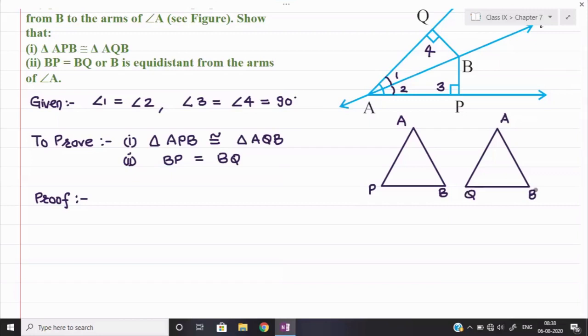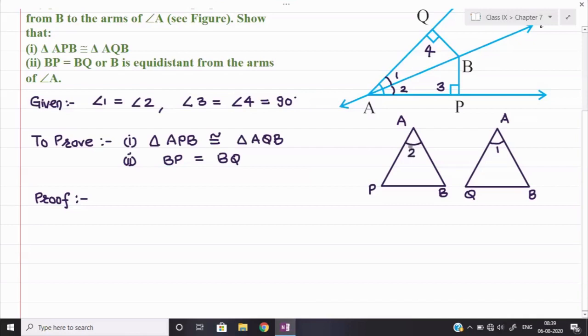First of all, let's see in the main figure I have marked angle 1 and angle 2. Angle 1, if I see the proper name, is QAB. So look at the two triangles, where is angle QAB? QAB is coming here. So this is my angle number 1. Similarly, angle PAB is my angle number 2. So PAB is coming here. This is my angle number 2.